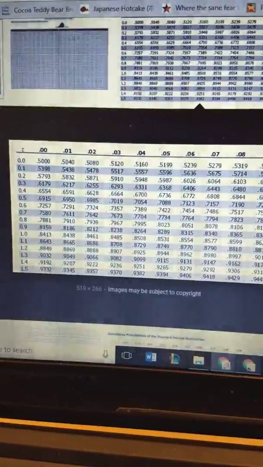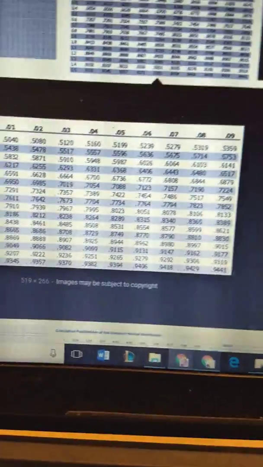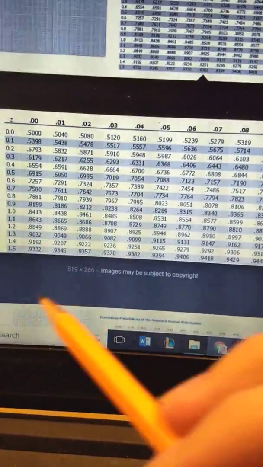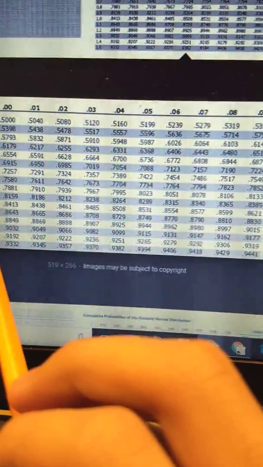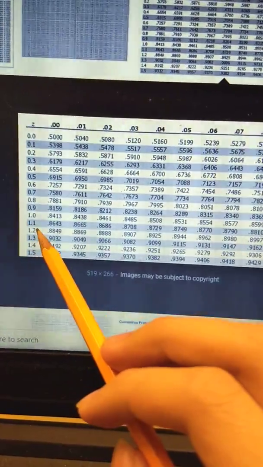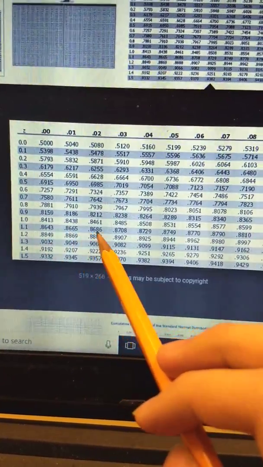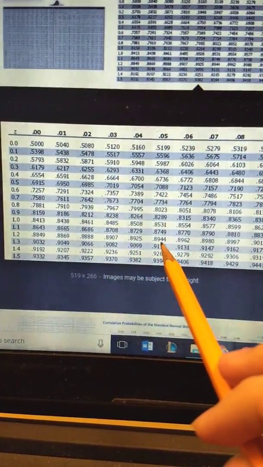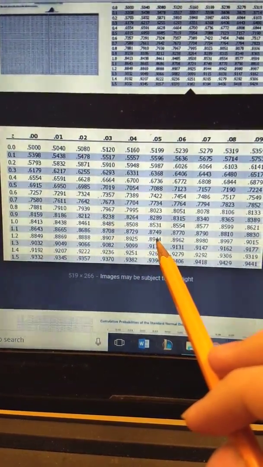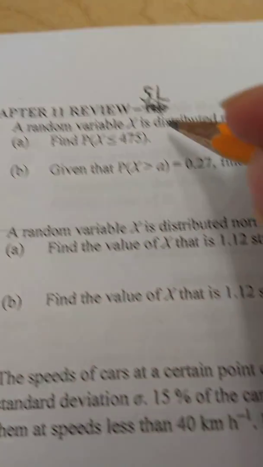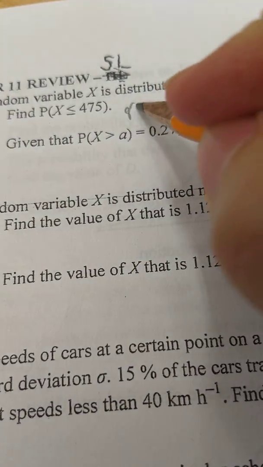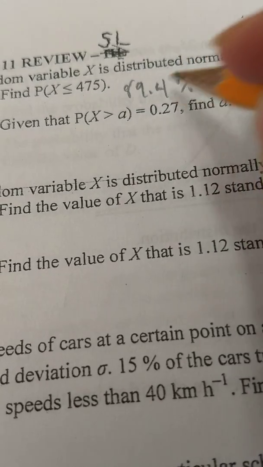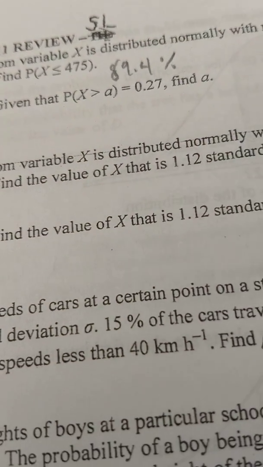Although I do not have the chart here with me, thankfully we have the internet. If you take a look at this, then 1.2 over here, after that 1, 2, 3, 4, 5, you get 0.8944, and so that'd be approximately 89.4%, because we round to the third significant figure. So 89.4%.